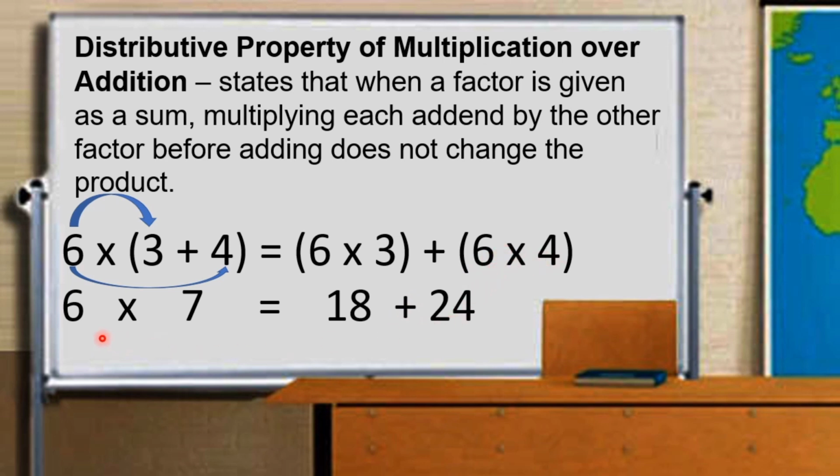So, let us get the product of the first expression. We have 6 times 7 is 42. And then sa second expression naman, let us get the sum of 18 plus 24 is 42. So, 42 is equals to 42.